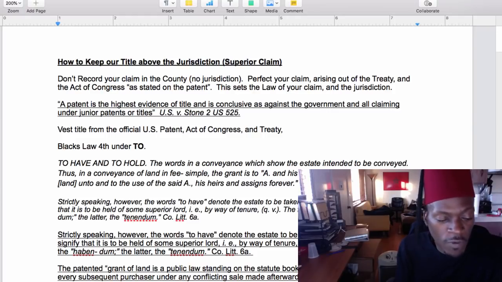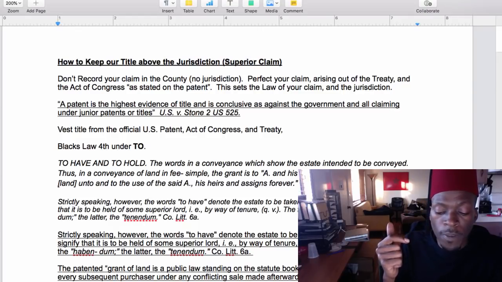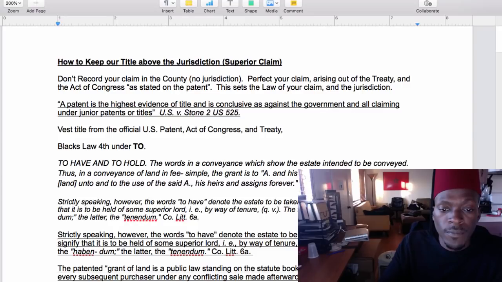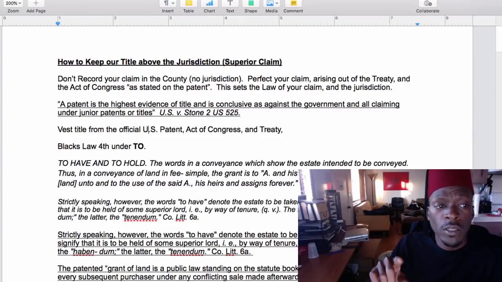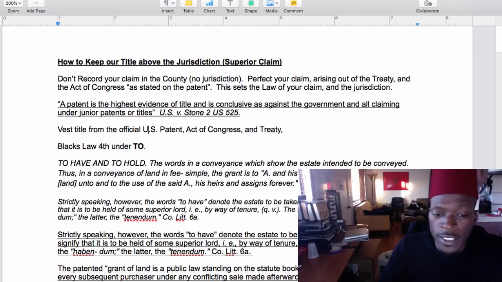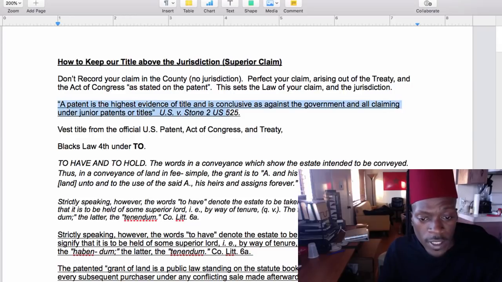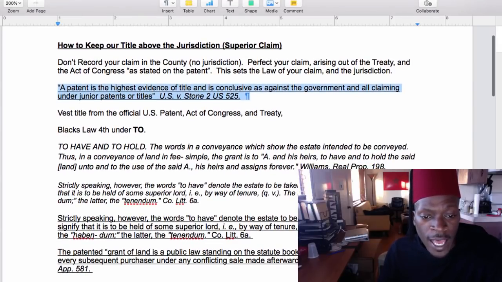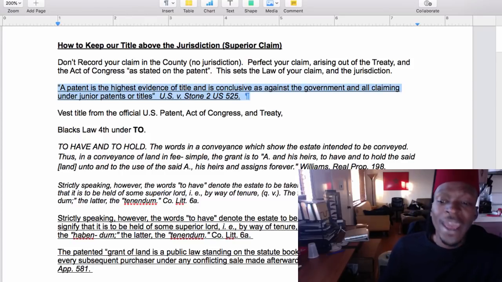So, foremost, piggybacking off of what other research sites already tell you, land patents are the titles that the United States gave to the original landowners. And I'm saying original landowners under the United States system. As we see right here, this says a patent is the highest evidence of title and is conclusive as against the government and all claiming under junior patents or titles. So junior patents or titles would be warranty deed, grant deed, quitclaim deed, mortgage deed.